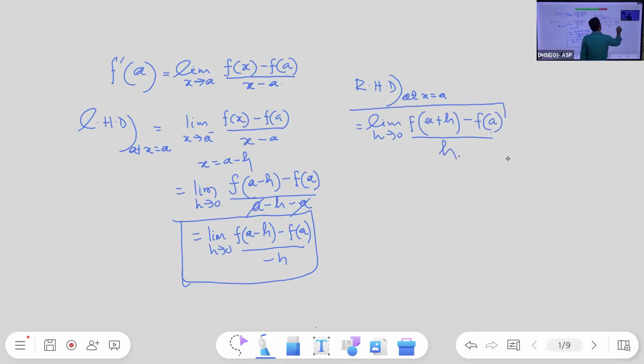So to test whether the given function is differentiable or not differentiable at x is equal to a, we have to separately calculate the left hand derivative and the right hand derivative of the function. If the left hand derivative exists, the right hand derivative exists, and they are equal, then you can say that the function is differentiable. Otherwise, the function is a non-differentiable function. Right? Did you understand, guys?